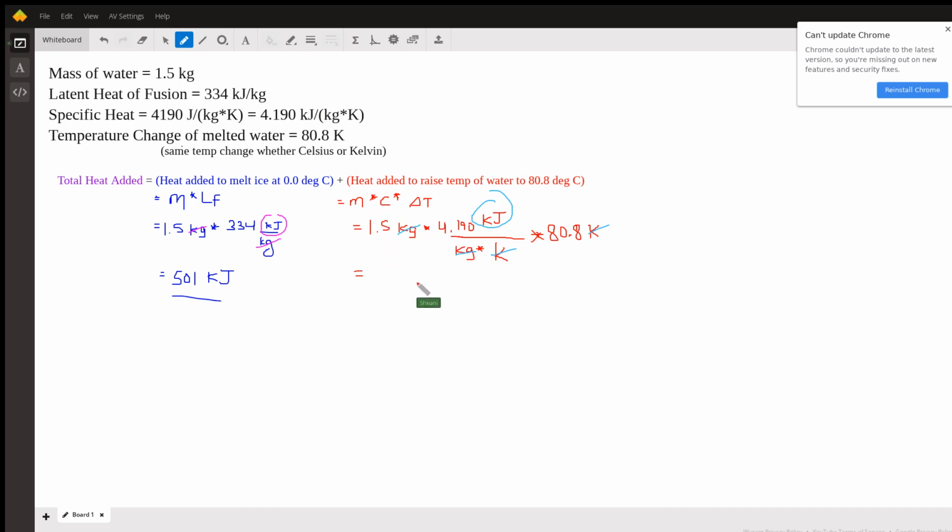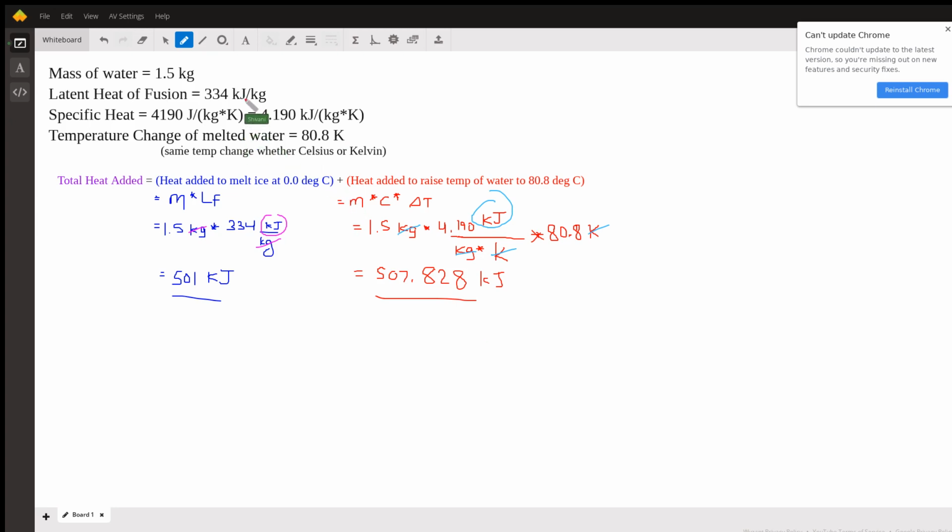And our answer for this portion would be 1.5 times 4.190 times 80.8. That would be 507.828 kilojoules. And then the total heat added would be the sum of these two.